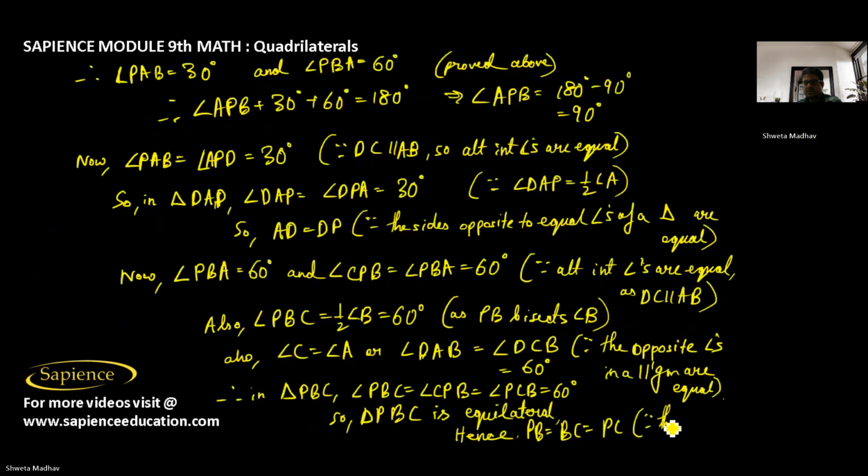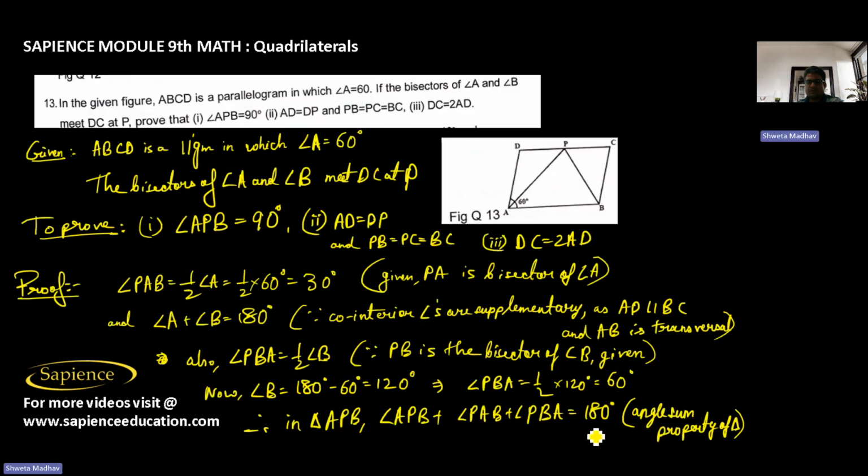Since the sides opposite to equal angles of a triangle are also equal. So hence triangle PBC is equilateral, and we have to show that DC is equal to twice of AD.